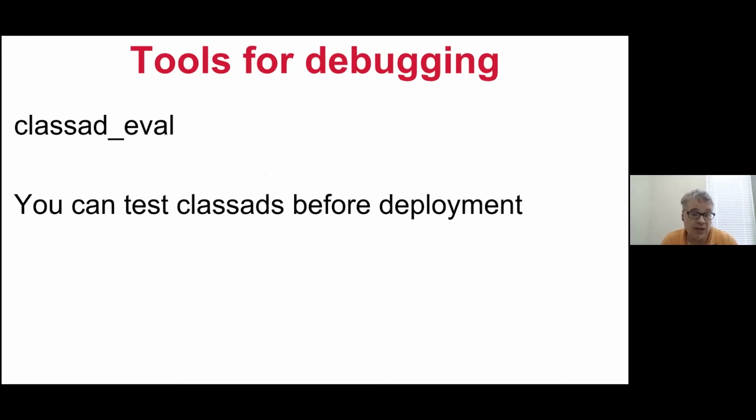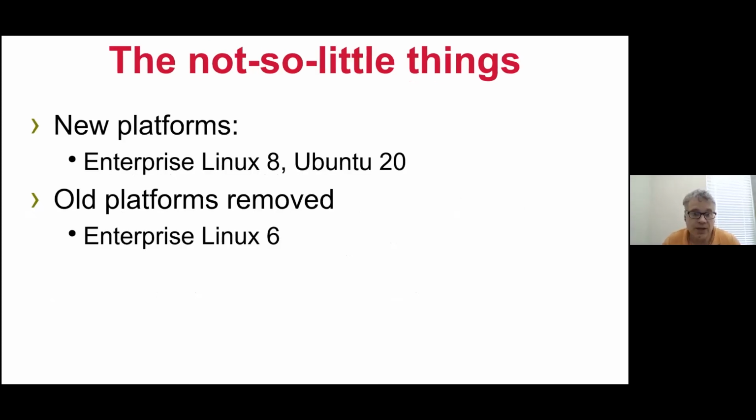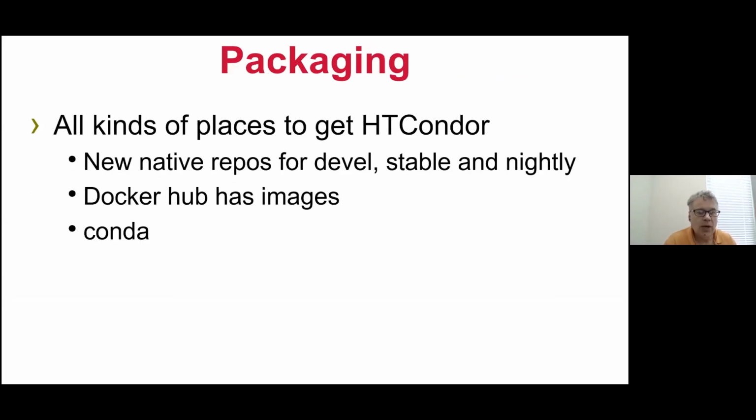The things that may seem little but can be vital to everyone is we've added new platforms. We've added EL8 and Ubuntu 20. We've removed old platforms like EL6, which enable us to do some other things. And with these platforms, as Todd alluded to, we've added all kinds of packaging. We've added Docker Hub. Condor is available via Conda, say that 3 times fast.